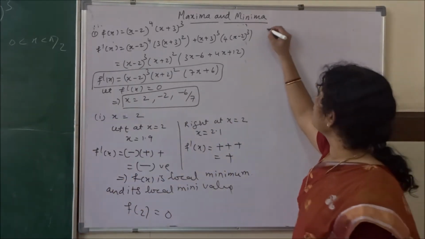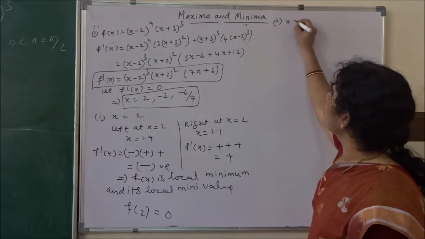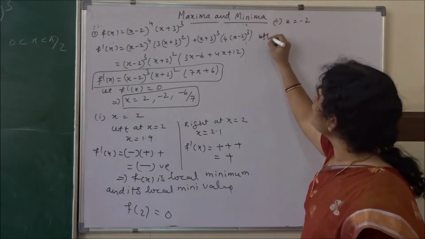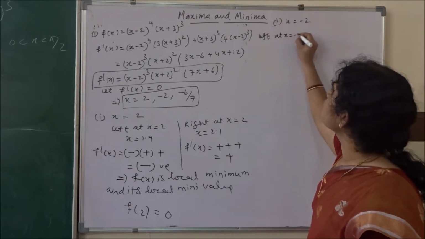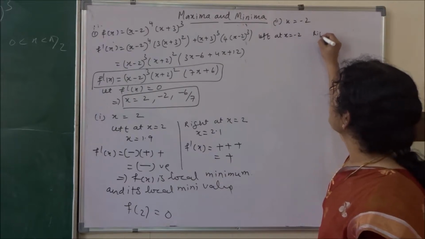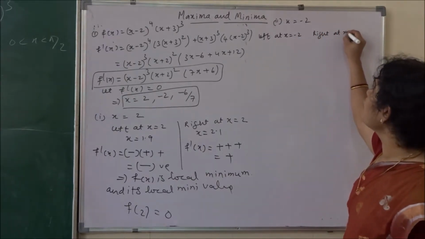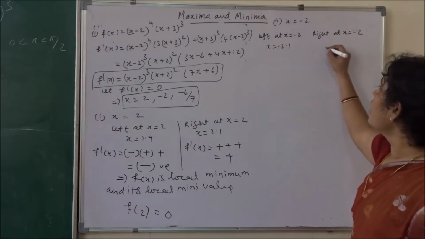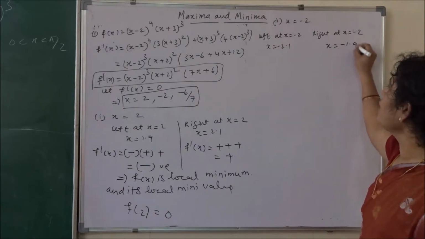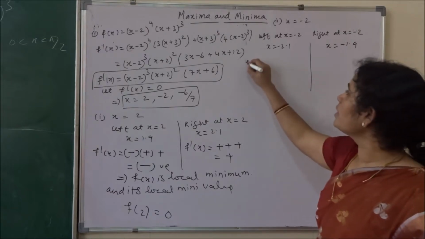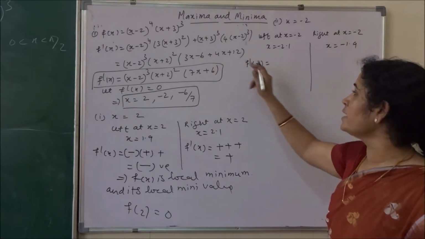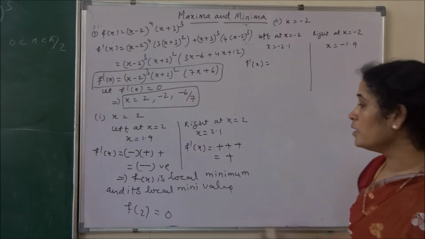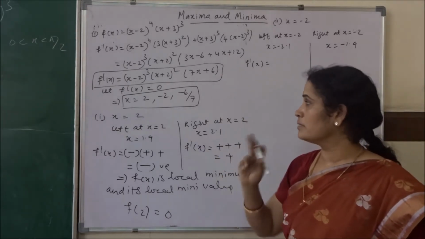Another value I am taking. Next one, at x equals what? Minus 3. Now again the same condition: left of x equals minus 3 and right of x equals minus 3. Left is minus 3.1 and right is minus 2.9. Am I correct? Now keep it in f dash of x, because testing is always done with f dash of x, and the value is always from f of x. Keep that in mind.